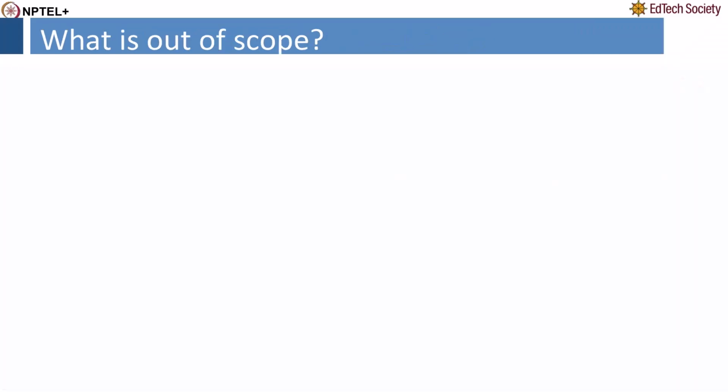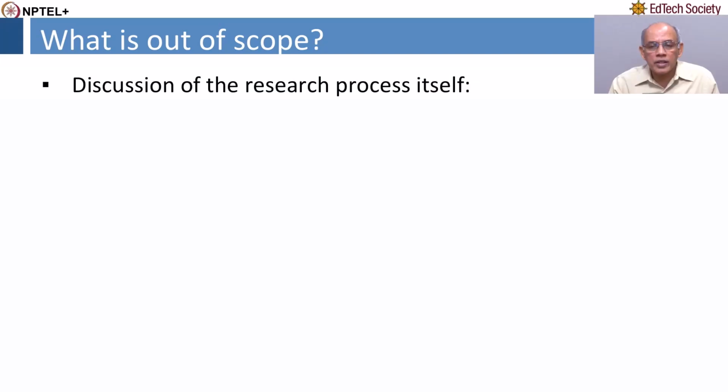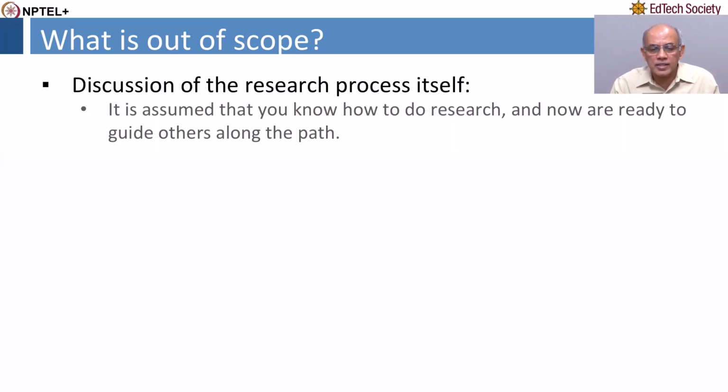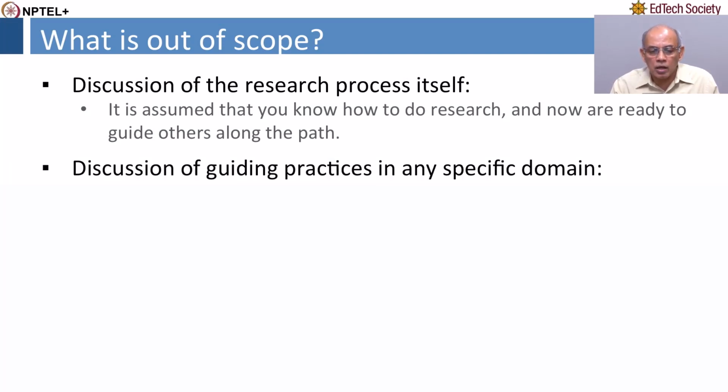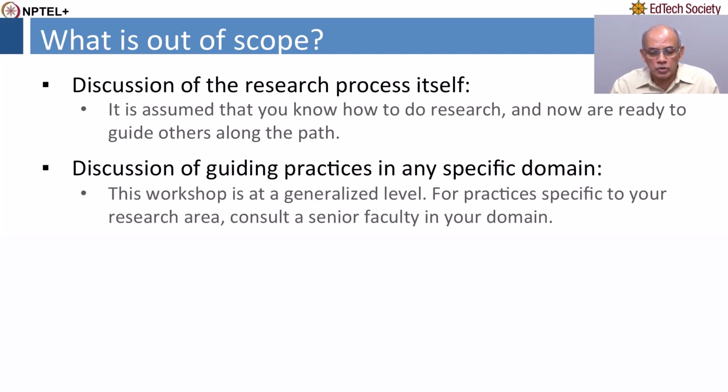So let's also understand what is out of scope. The discussion on the research process itself is out of scope. It is assumed that you know how to do research and you are now ready to guide others along the path. Also, discussion of guiding practices in any specific domain is out of scope. This workshop is at a generalized level.